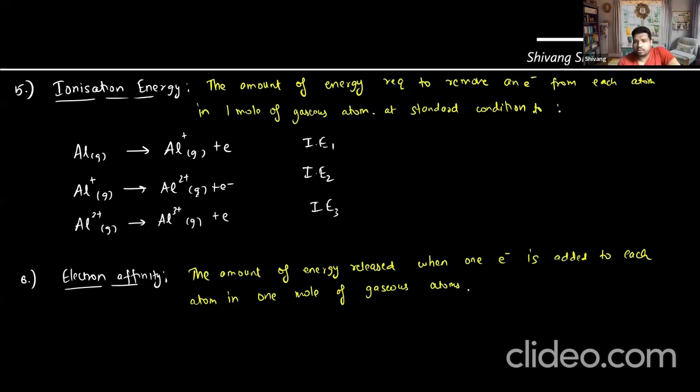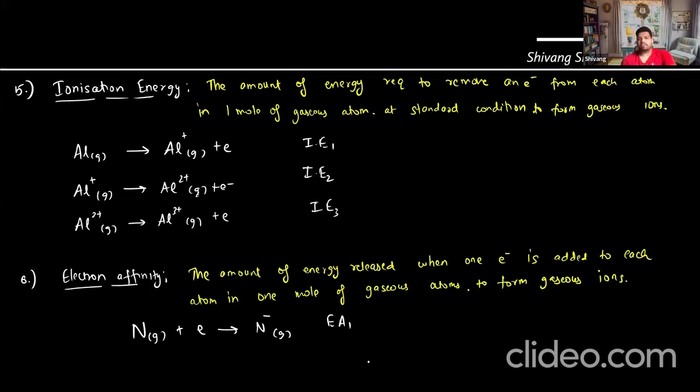Here also you can write to form gaseous ions, because we are ultimately forming these gaseous ions, right? Okay, definitions are important. That's why I'm focusing on them again and again. So suppose we have, let's say, nitrogen. Nitrogen gas, you add an electron, it becomes N- gas. This is called EA1, first electron affinity.